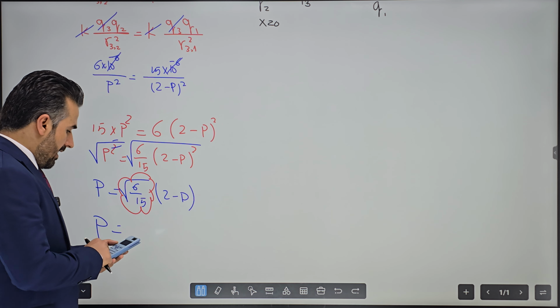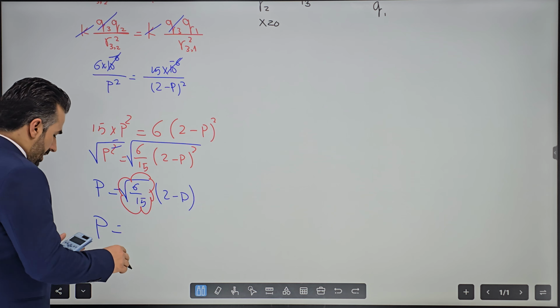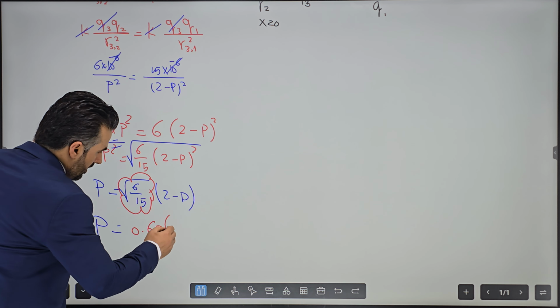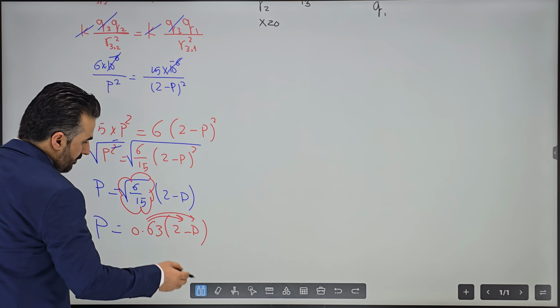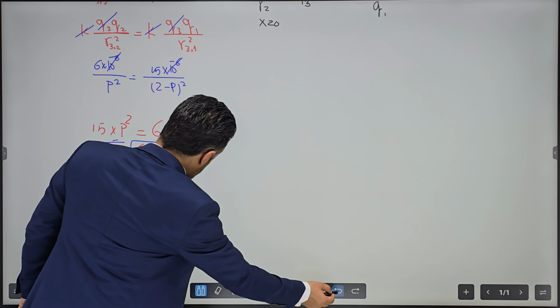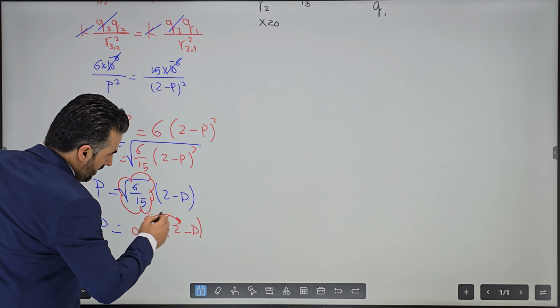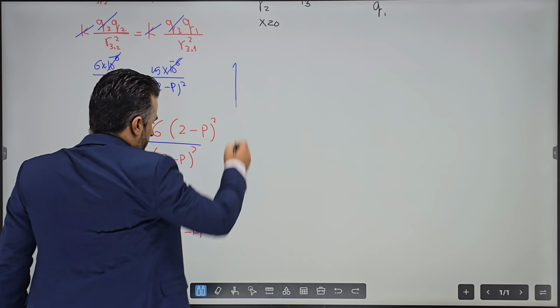The answer to that is equal to 0.632. So we'll just write two digits: 0.63 times (2 minus P). Now, all you have to do is multiply this into the numbers in the bracket here. So what do we get now?